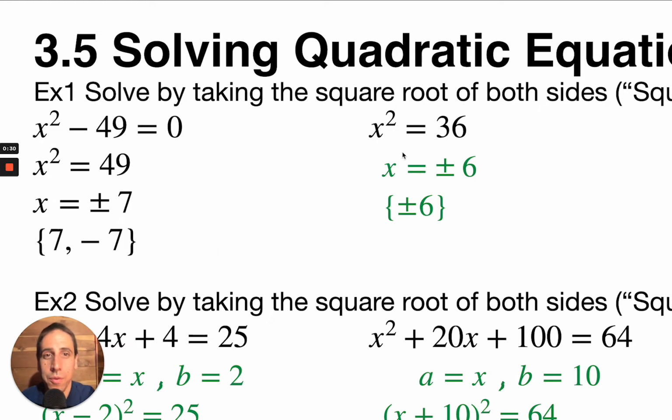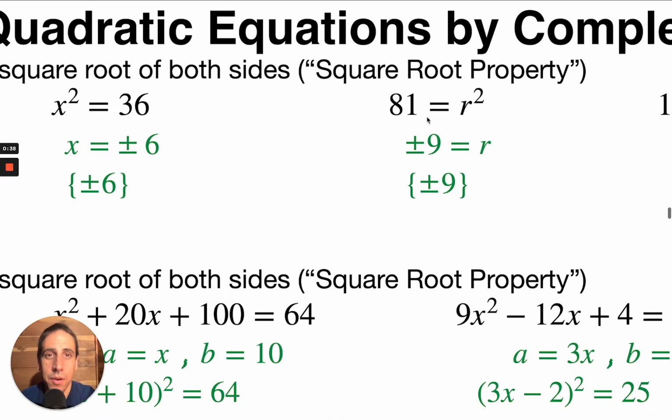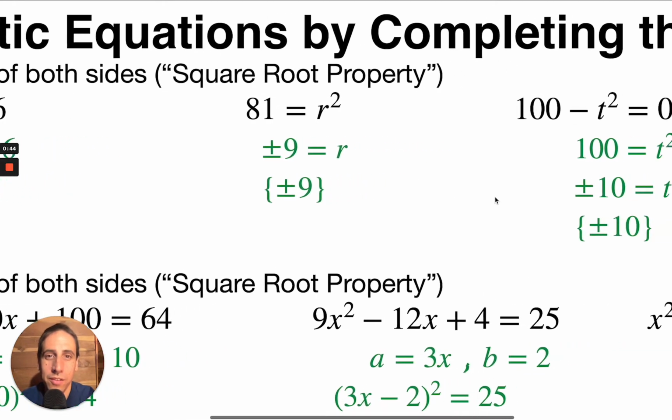Here, taking the square root of both sides to undo the square, you get plus or minus 6 and put them in curly brackets in a set. 81 is equal to r squared. Take the square root of both sides. You get plus or minus 9 is equal to r. That's plus or minus 9 in the curly brackets right there.